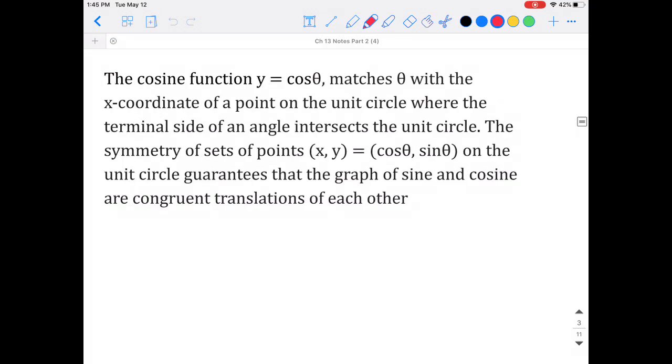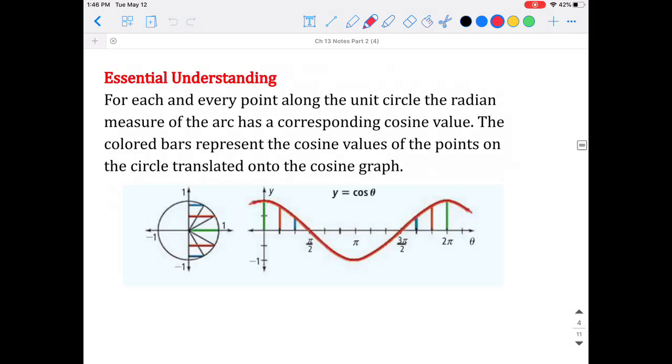The cosine function y equals cosine of theta matches theta with the x-coordinate of a point on the unit circle where the terminal side of an angle intersects the unit circle. The symmetry of the set of points (x, y) equals (cosine theta, sine theta) on the unit circle guarantees that the graphs of sine and cosine are congruent translations of each other. So the graph of cosine looks very similar to the graph of sine, it's just shifted a little bit. Essential understanding for this section.